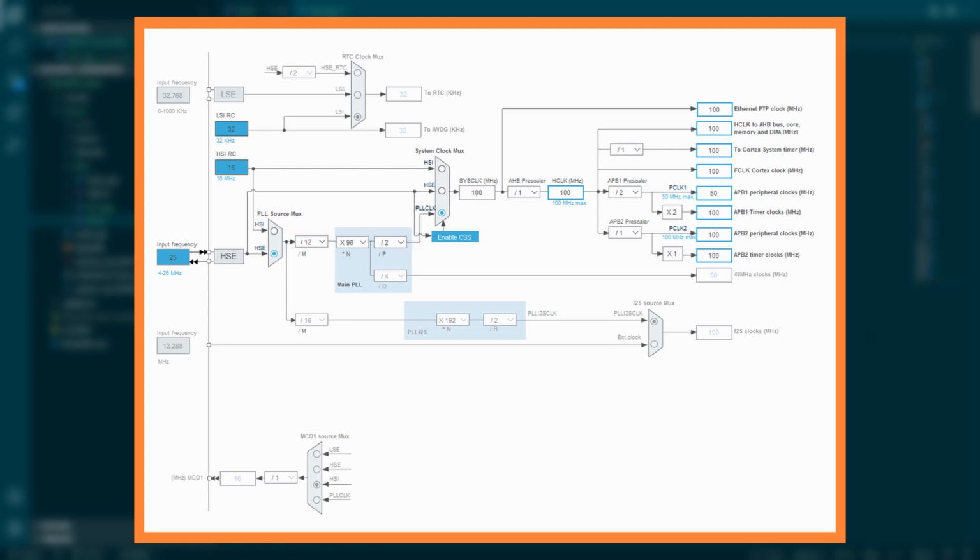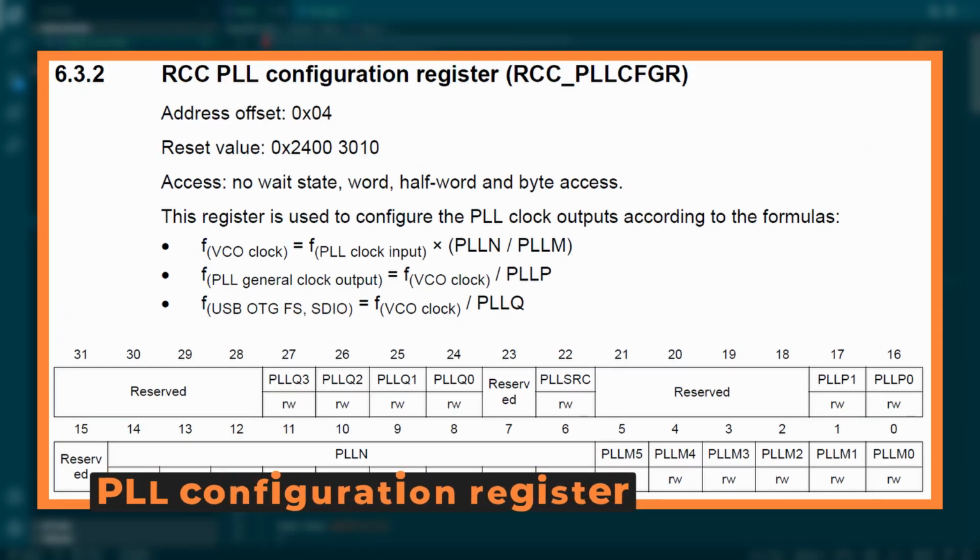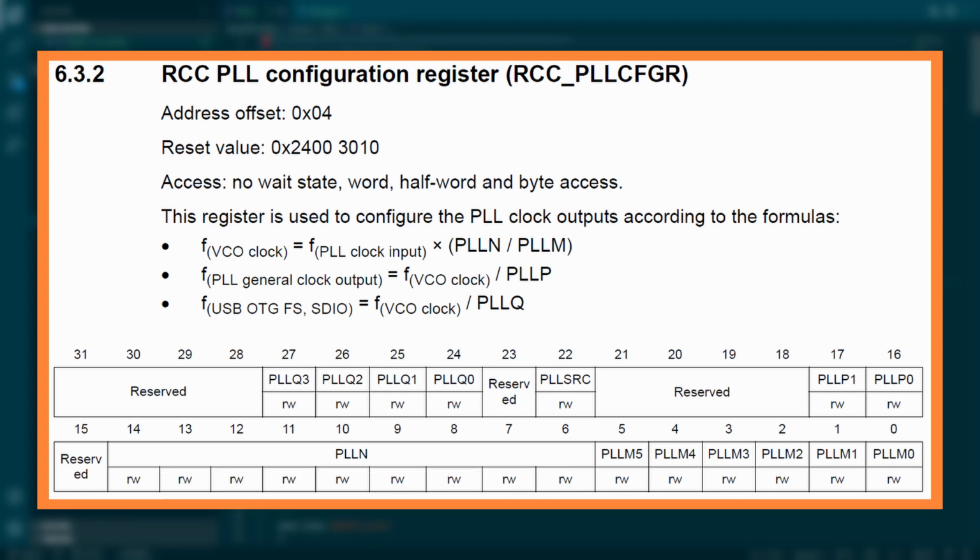In case of STM32, the tool provided by the vendor is able to calculate these factors based on the target output value. And so, with the help of STM32CubeMX, we get M factor equal to 12, N equal to 96, and P factor equal to 2. Now, to apply these values in the microcontroller, we are going to use the reset and clock control module and its PLL configuration register.